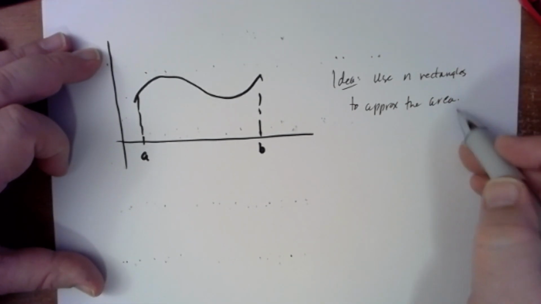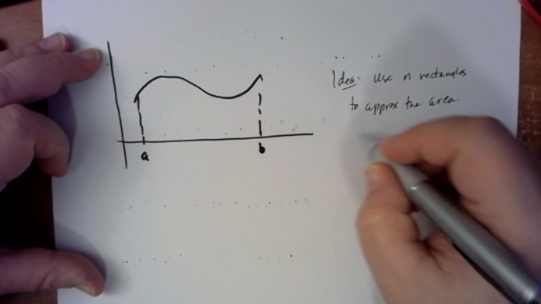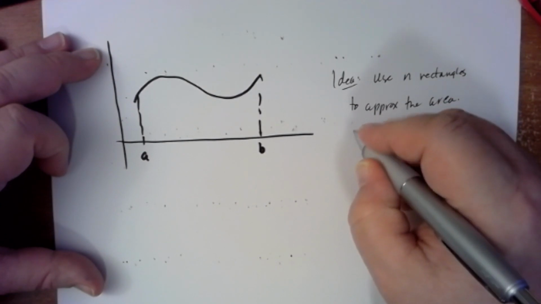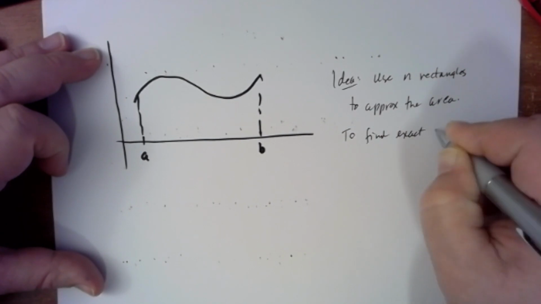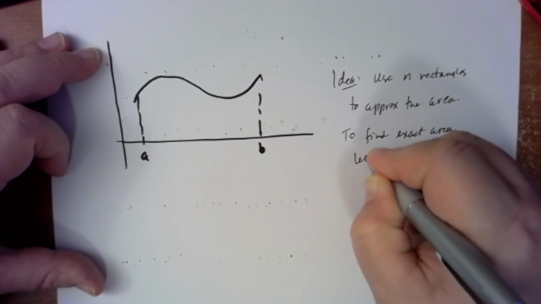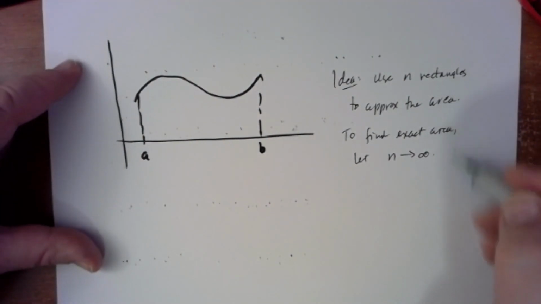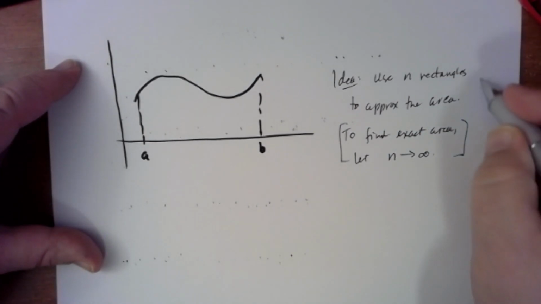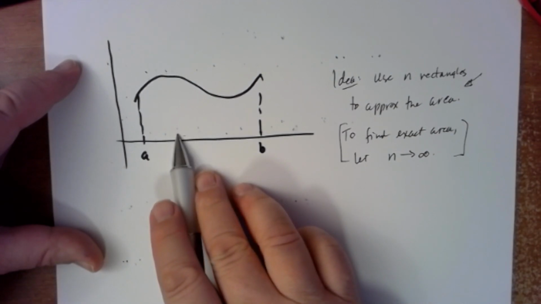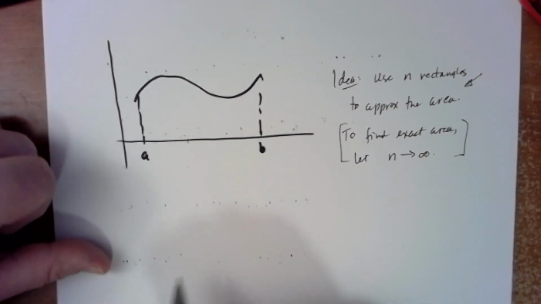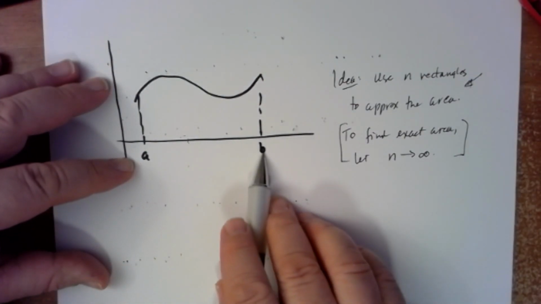And then once we get a formula for that, if it's possible to sum those, we're then going to take the limit. So to find exact area, we let n go to infinity. Okay, so we're going to do this part later. For right now, we're going to just get n rectangles to see if we can get an approximation to this area. So we're starting off with n rectangles between A and B.